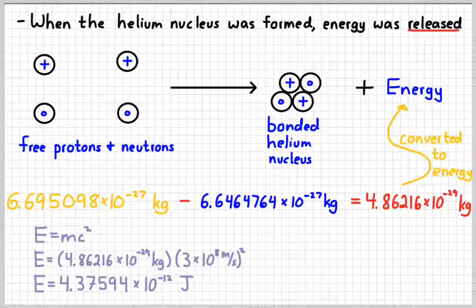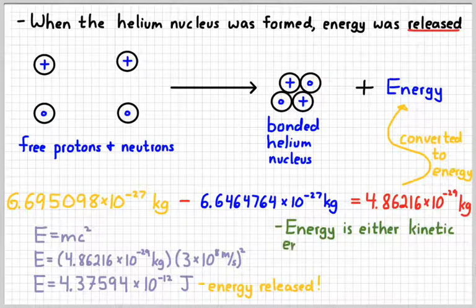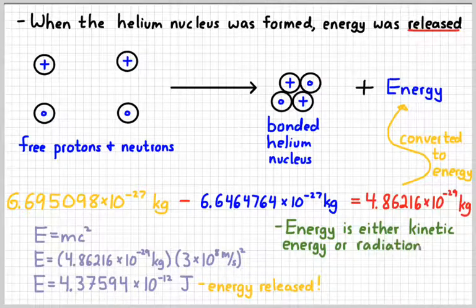You may look at that and say, 10 to the negative 12th joules, whatever, that's tiny. But compared to the size of a helium nucleus, that is a gargantuan amount of energy. This energy is released either as kinetic energy, like the helium nucleus moves as a result of that, or as radiation. We'll talk more about the different kinds of radiation later on. What we need to be able to do for today is figure out how much energy was released from the missing mass.